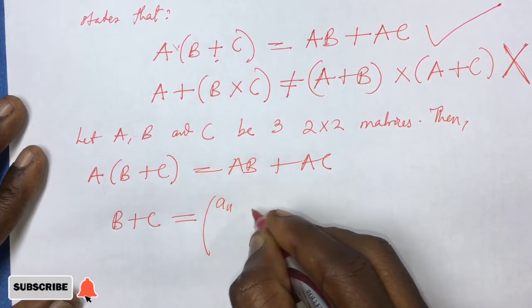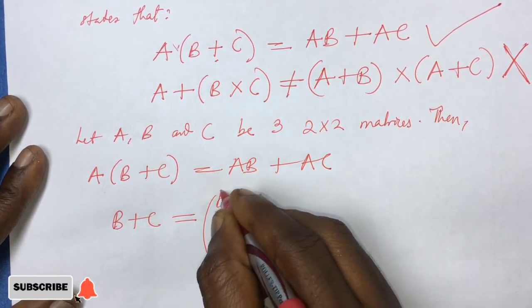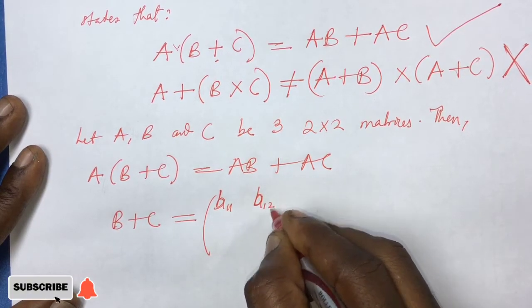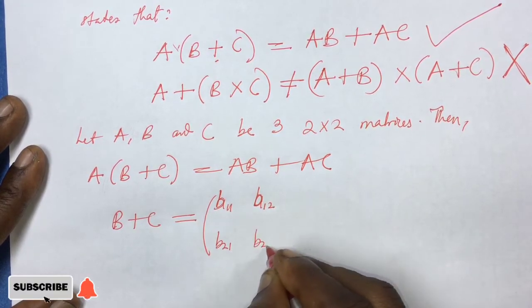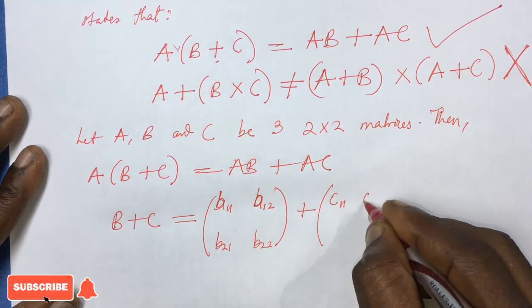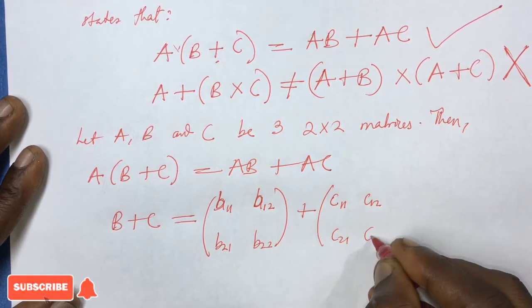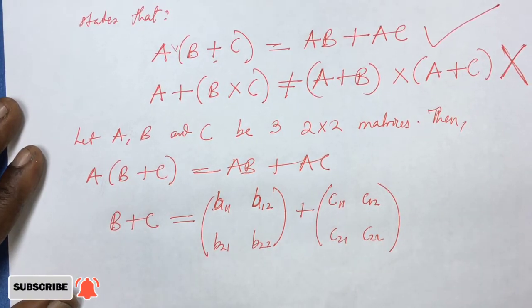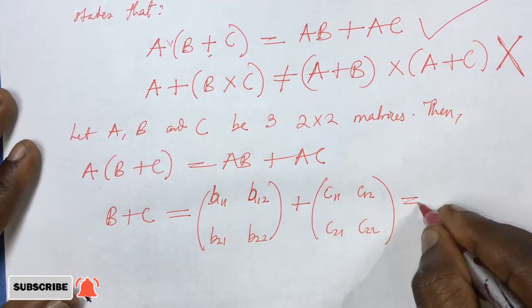It will be B11, B12, B21, B22 added to C11, C12, C21, C22. Okay? Now, when you add that, it will give us this result.